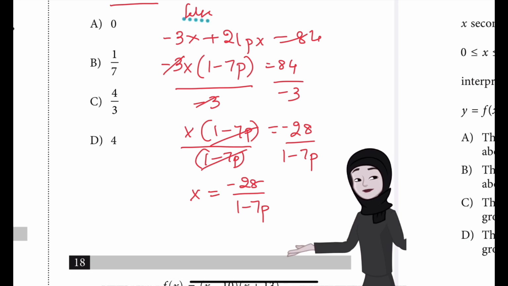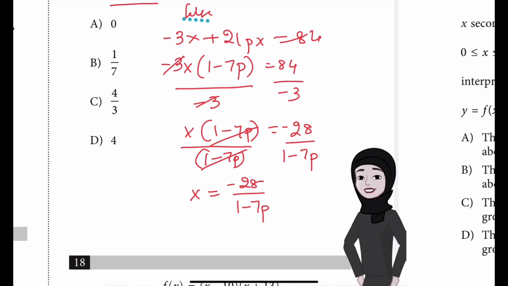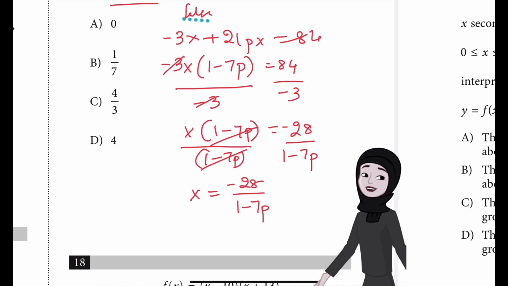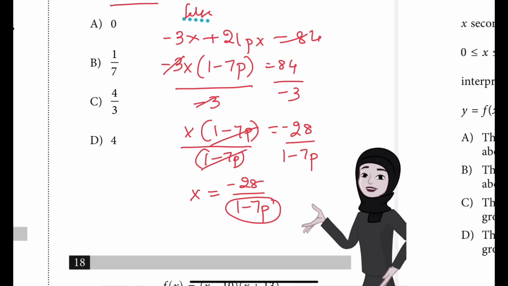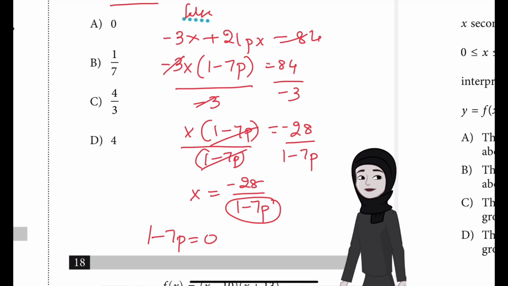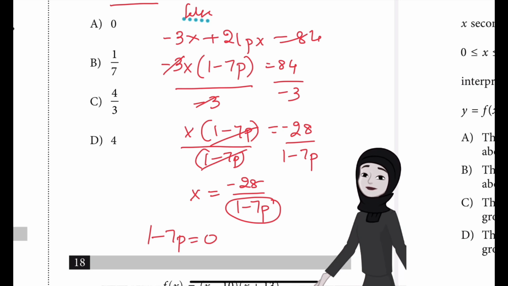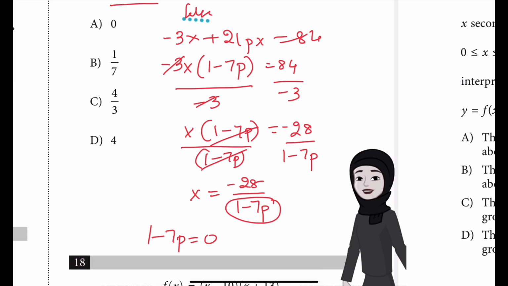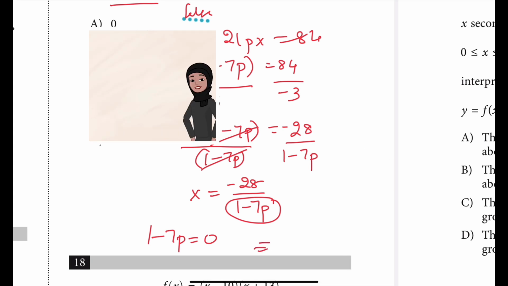Now, what this means is that we know it says no solution. No solution happens if the denominator is not defined. In other words, if we take this denominator, it's not defined when the denominator is 0. So just take the denominator 1 minus 7p and equate it to 0. If you add 7p to both sides, we have 1 is equal to 7p, or if you divide both sides by 7, we get p is equal to 1 by 7.